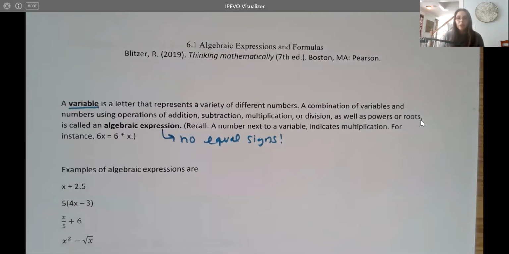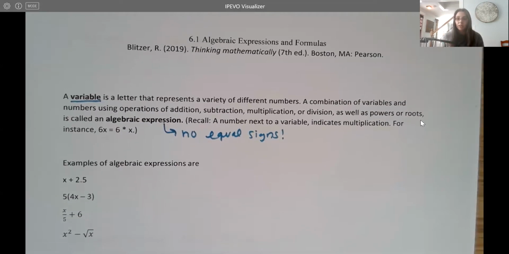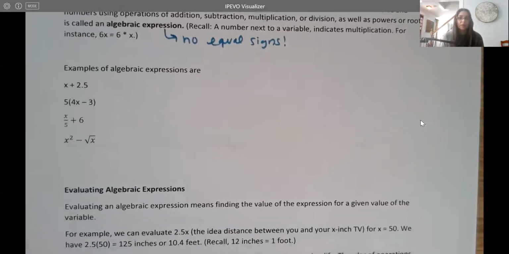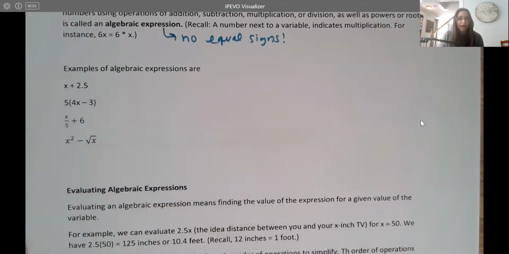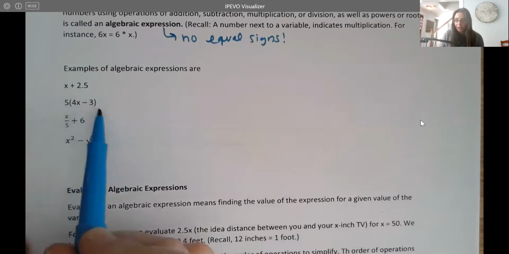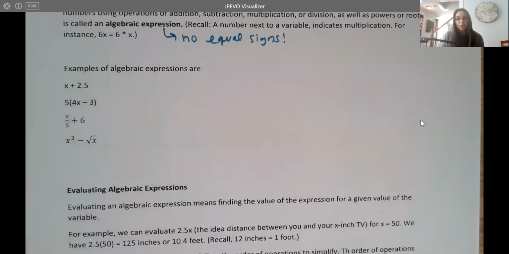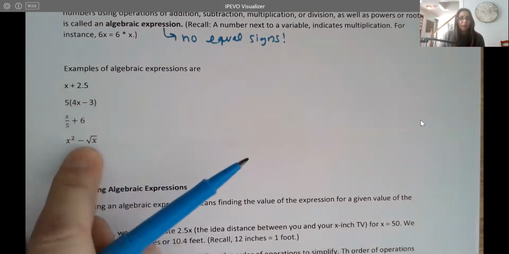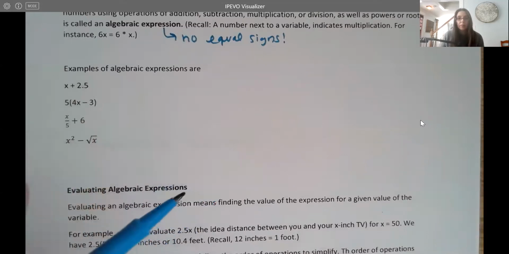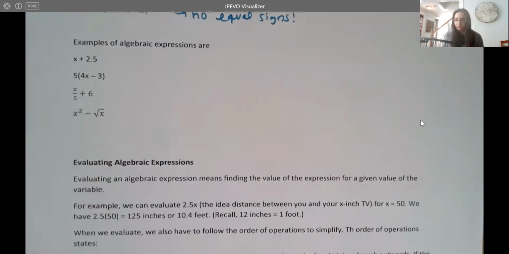So for expressions, we simplify them, and you usually have variables left over unless you're plugging in a specific value, whereas for equations, we solve to get an answer. So in this section, we're focusing on expressions. Here are some examples of expressions. x plus 2.5, 5 parentheses 4x minus 3, x divided by 5 plus 6, x squared minus the square root of x. Notice that they have different combinations of operations and symbols, but no equal signs.